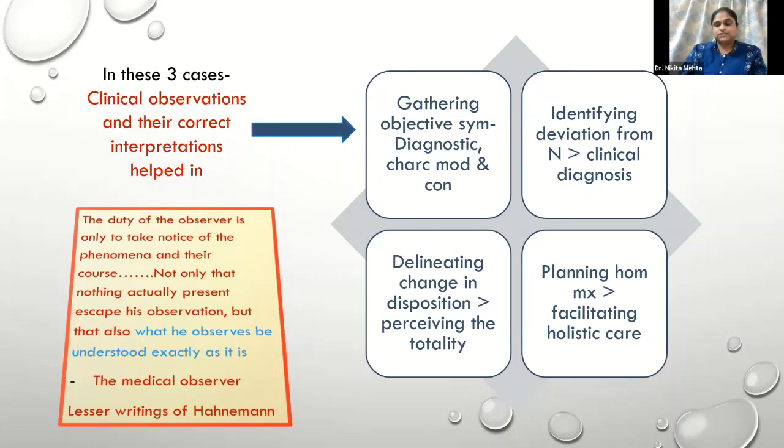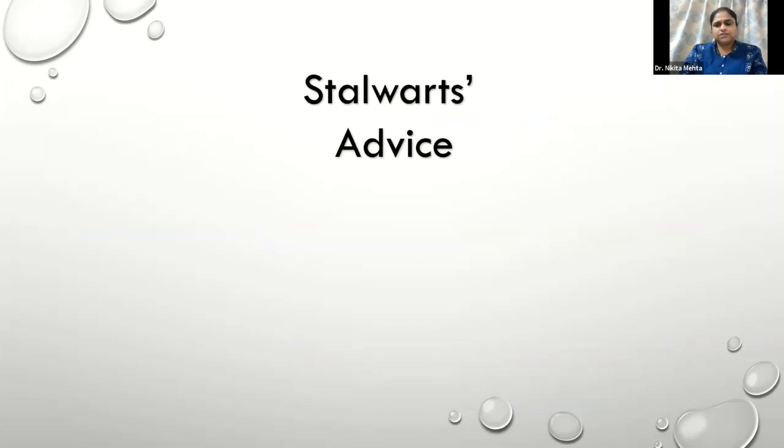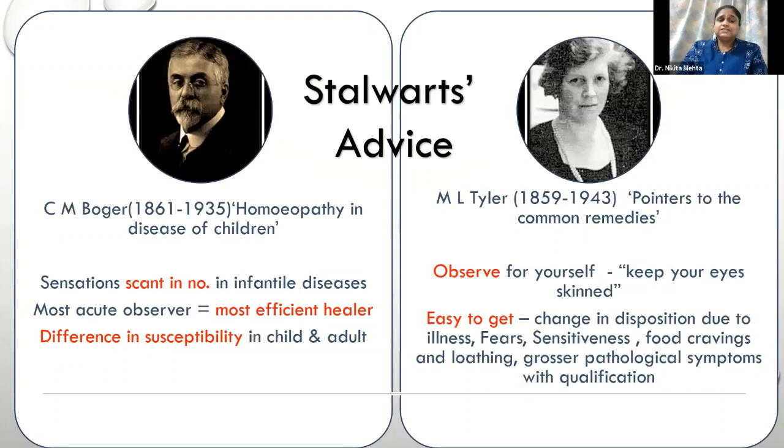Apart from Dr. Hahnemann, let us see what other stalwarts advise us to do, how to deal with children. Dr. Boger writes in Homeopathy in Diseases of Children that sensations are very scant in number in infantile diseases. So he stresses upon presence of objective symptoms and to observe them. He says that the most acute observer is the most efficient healer. And he also points out differences in susceptibility in child and adult, which we saw in all the three cases.